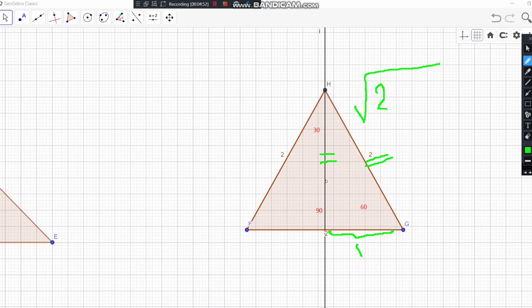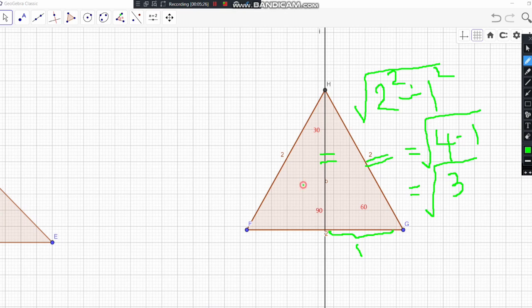What is hypotenuse square here? That is 2 square minus base square. Base is equal to 1, that is 1 square. What is 2 square? 2 square is equal to 4. And 1 square is equal to 1. So here we have the root of 4 minus 1, which is equal to 3. So this side is equal to root 3.